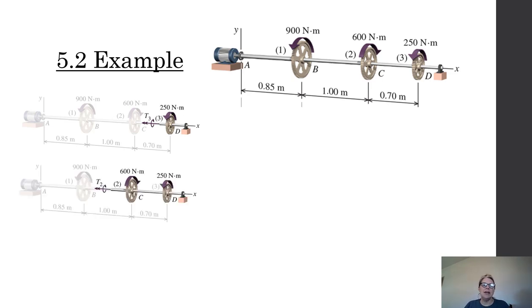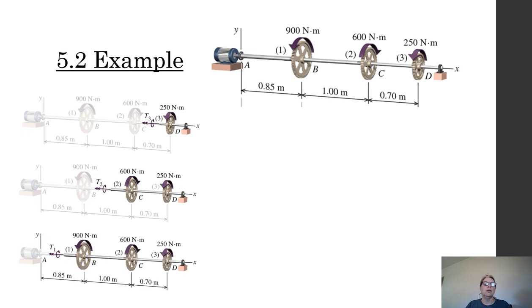If I want to know what's happening between C and B, again, I have to cover up everything to the left or everything to the right, draw a free body diagram, and find the internal torque. So I have to work this just like a cake problem. It is a cake problem of torsion. It's no longer an axial cake problem.